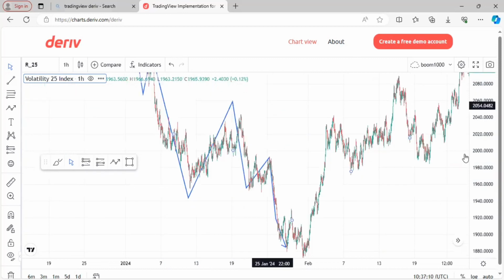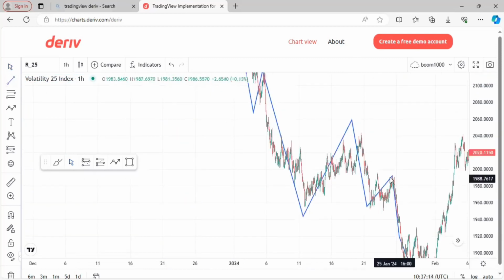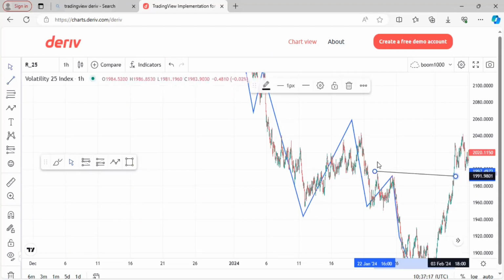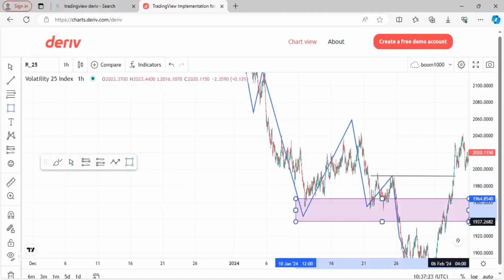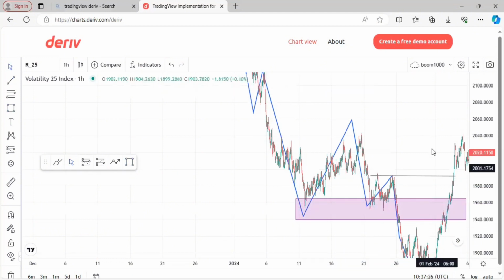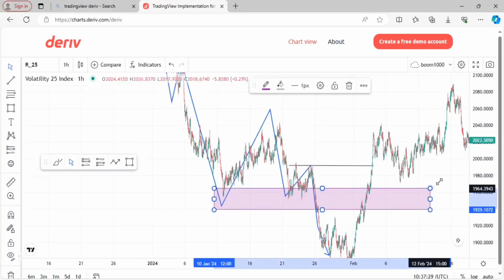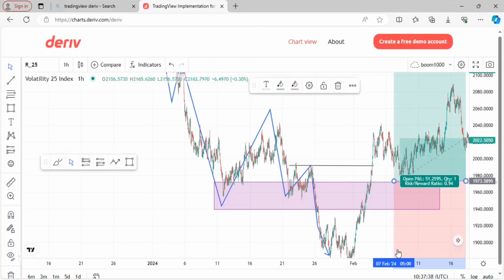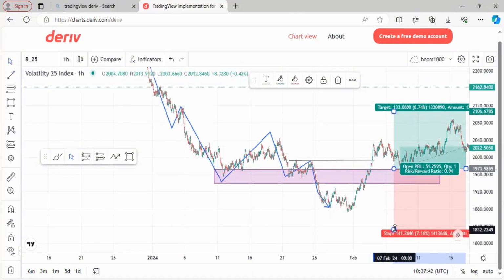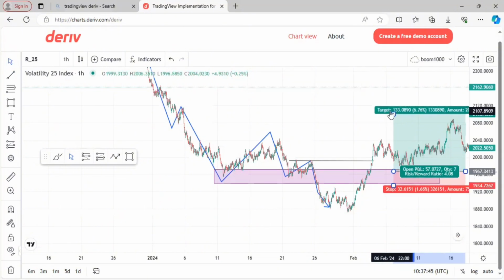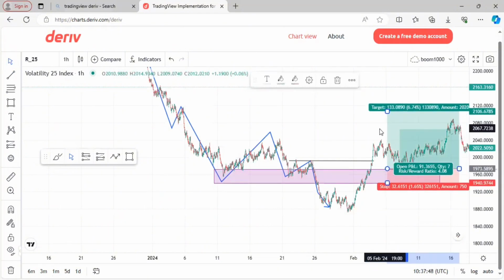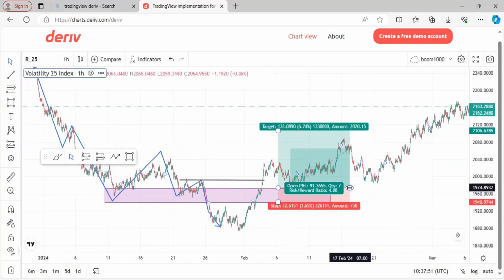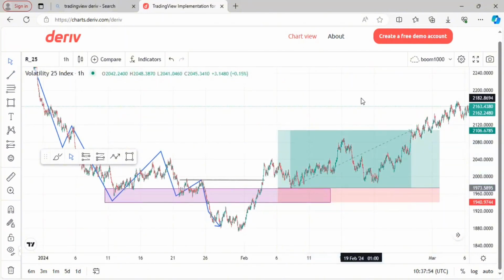The moment market comes here, what are you waiting for? We are waiting for the market to break this. The moment market breaks this, you extend your zone over here, then you wait for market to mitigate your zone and you enter a buy signal here, with your stop loss just below the neckline over here. You can see market just went all the way up.